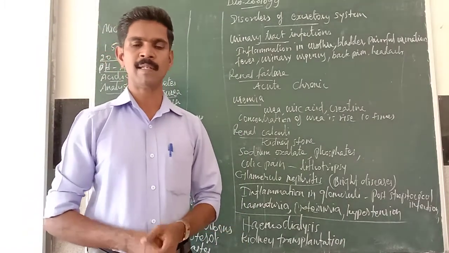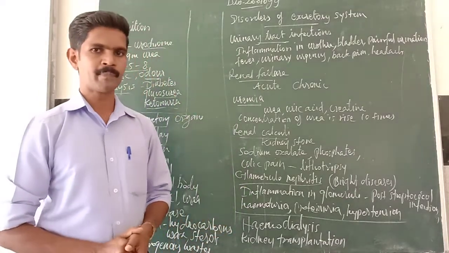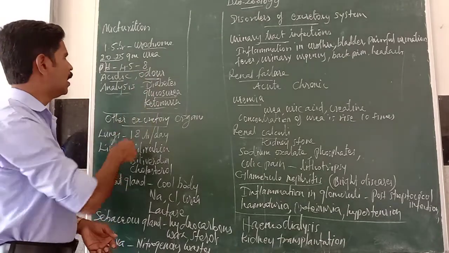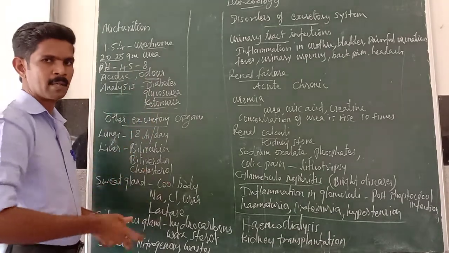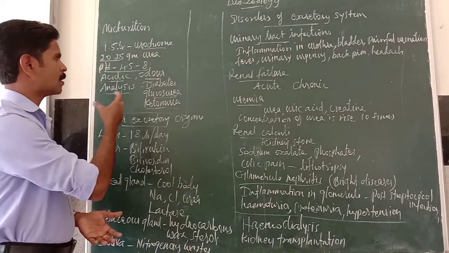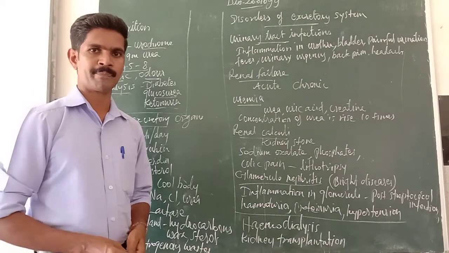Micturition means the process of removal of urine from the urinary bladder. These are the 1 mark questions: the total volume of urine, the pH value, how many grams of urea are present in urine. These are the important 1 mark questions.